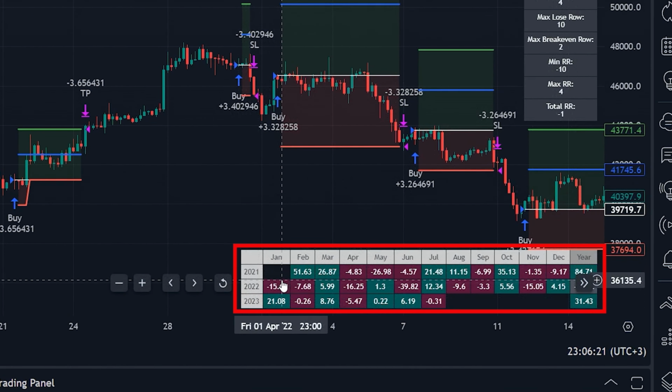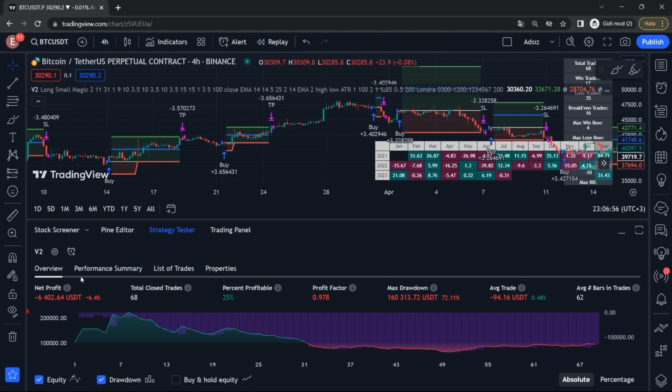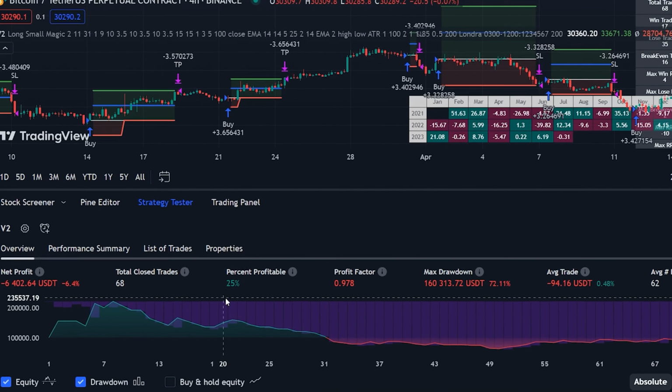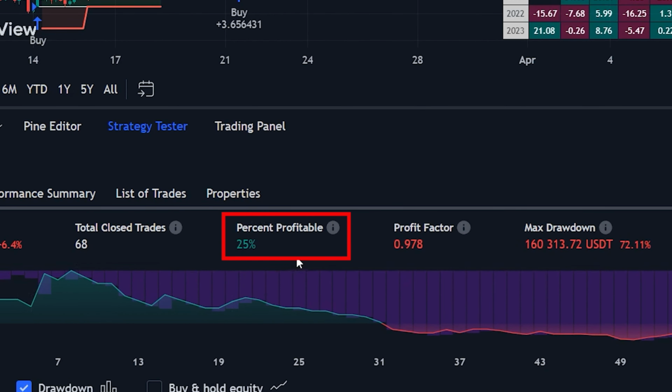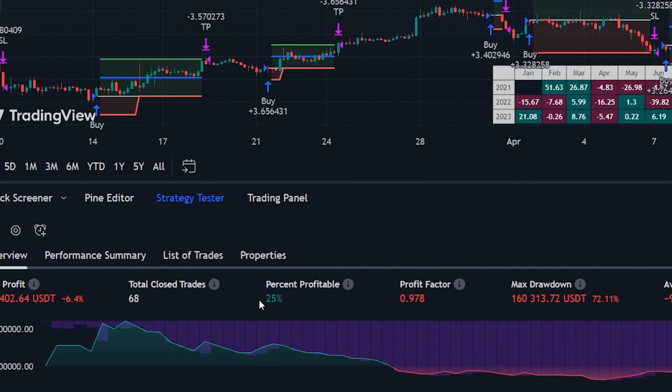Here we have a table showing the profit and loss of the system on a monthly and annual basis. Here we have a table that calculates RR. This section shows us the profit or loss as a percentage we have achieved. Here, when we enter, it is written how many of the positions we have made a profit. For example, in this example, we won 1 out of every 4 trades we entered.